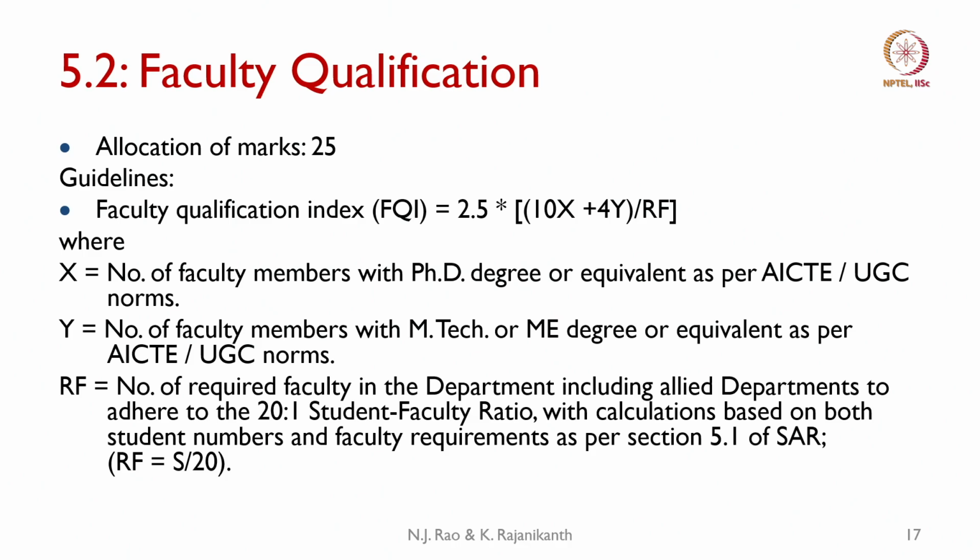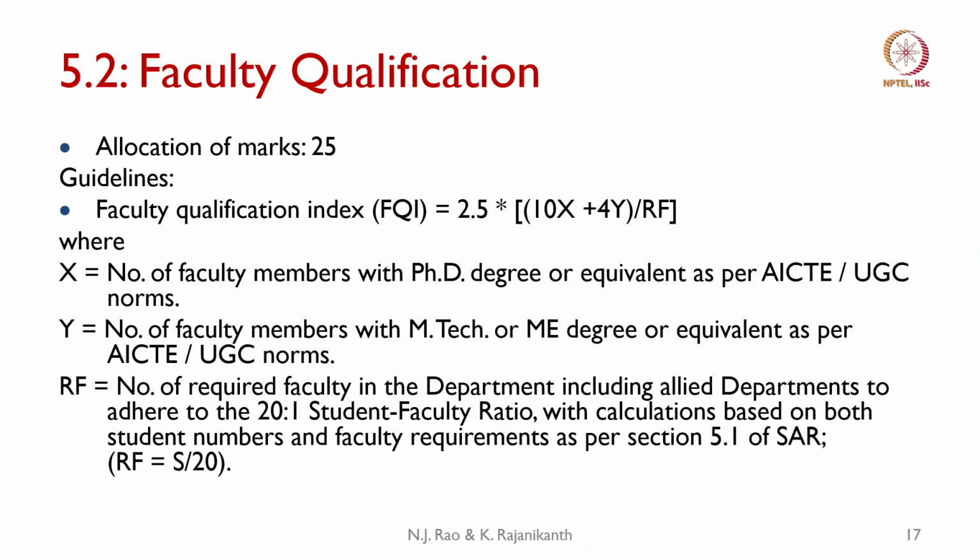Faculty qualifications, allocation of marks 25, and faculty qualification index is computed as 2.5 multiplied by 10x plus 4y divided by the RF. The RF is the number of faculty required in the department, including allied departments, to adhere to 20:1 student faculty ratio. So that is the norm. To adhere to that norm, what is the faculty required? That will be taken as RF. And of course here the calculations are all based on the data provided in the under 5.1 sub-criterion, which we have discussed elaborately just now.